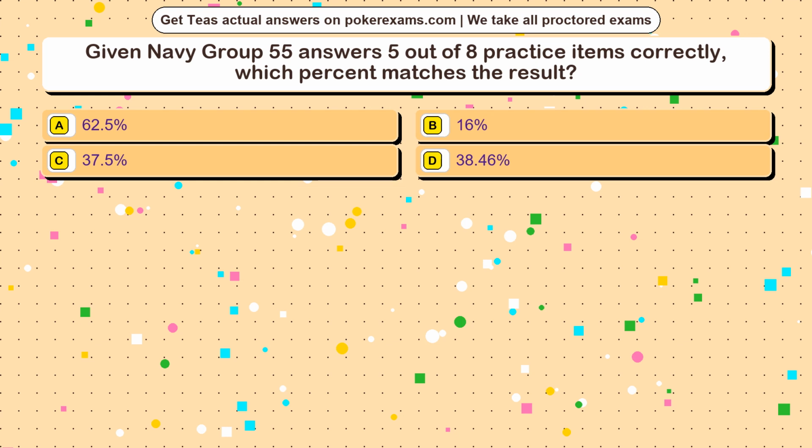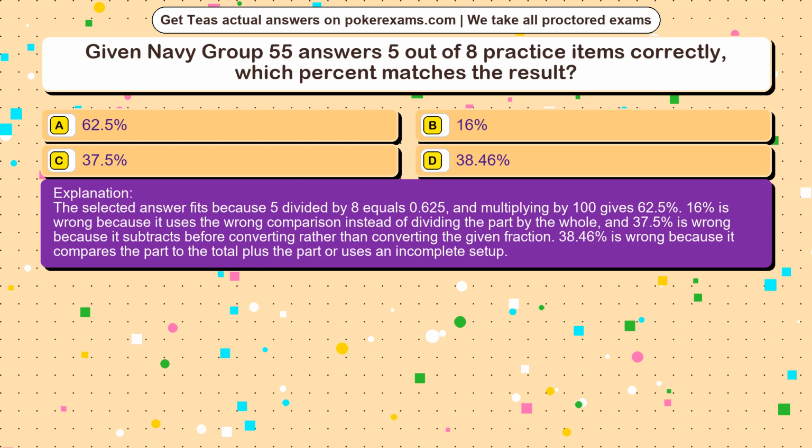The correct answer is option. The selected answer fits because 5 divided by 8 equals 0.625, and multiplying by 100 gives 62.5%. 16% is wrong because it uses the wrong comparison instead of dividing the part by the whole, and 37.5% is wrong because it subtracts before converting rather than converting the given fraction. 38.46% is wrong because it compares the part to the total plus the part or uses an incomplete setup.